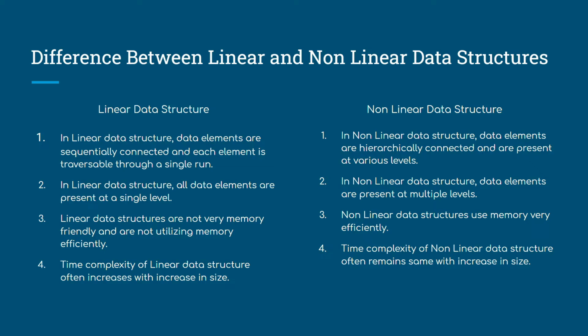Coming to the next point, in a linear data structure, all the elements are present at a single level. It is very intuitive that if it is in a single level, you can traverse in a linear manner. And in a non-linear data structure, the data elements are present at multiple levels. That means you can't traverse them in a normal sequential manner or in a single go.